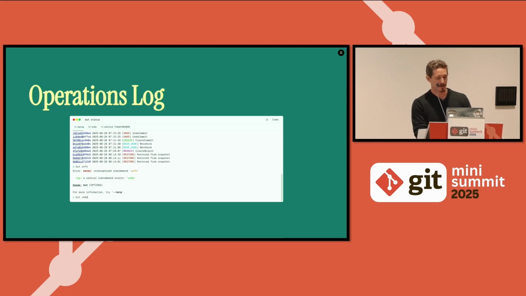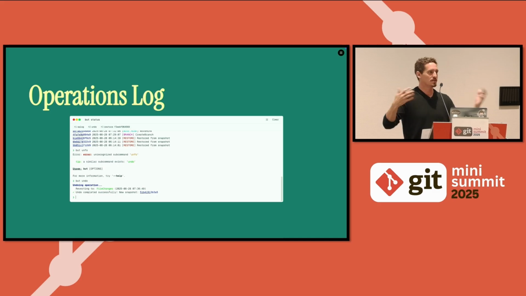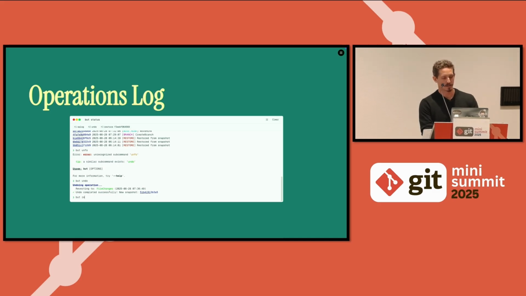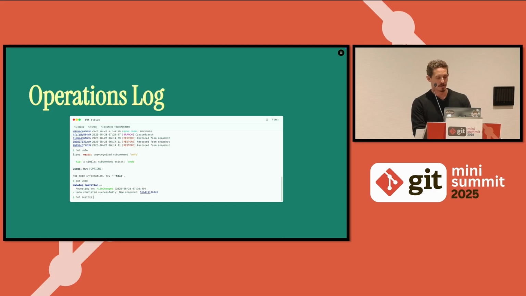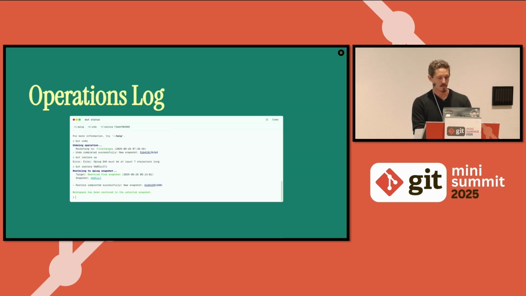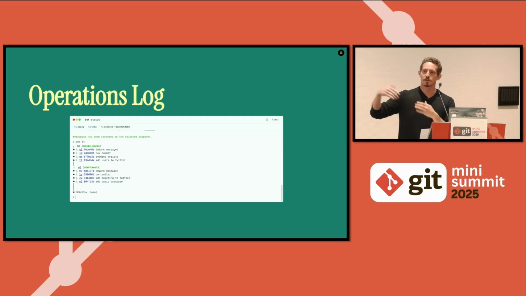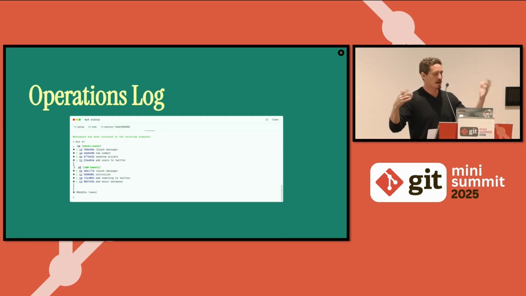Oops, if I spell it right. I can say undo, and it undoes the operation and puts my working directory and my status back to wherever it was before. Or I can restore to any of these SHAs. Oopsie. And it resets my working directory and my branches and everything that I had back to what it was before.